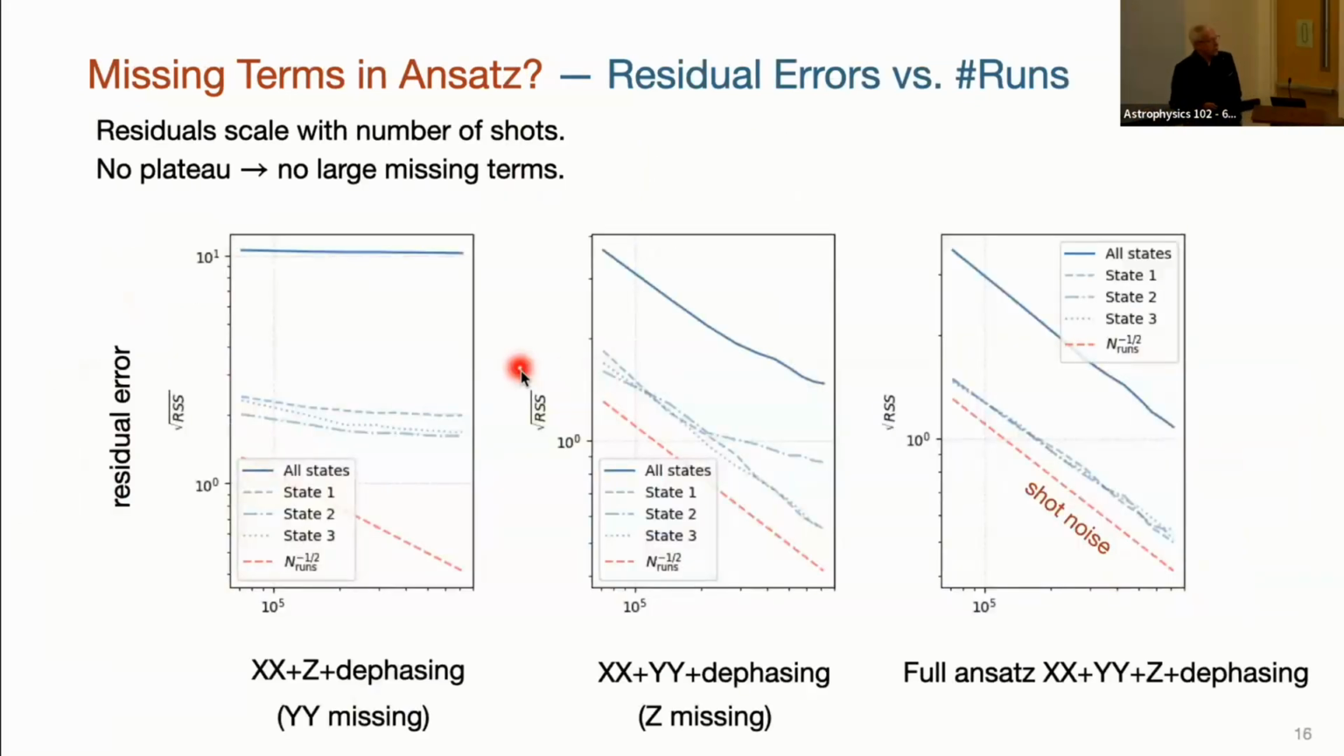Just one more thing that I said before: we can do this error assessment of the ansatz in the form that, when we do this analysis for the full ansatz, which is an XY model plus a magnetic field plus a dephasing, we make now this plot of this error assessment.